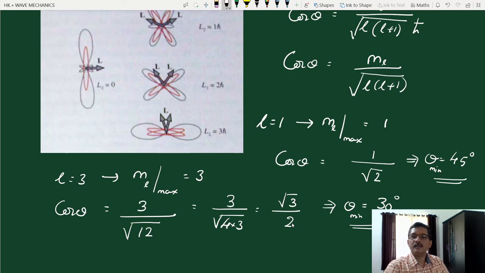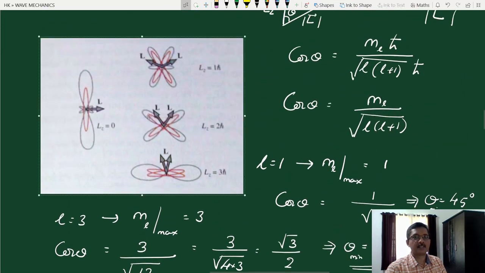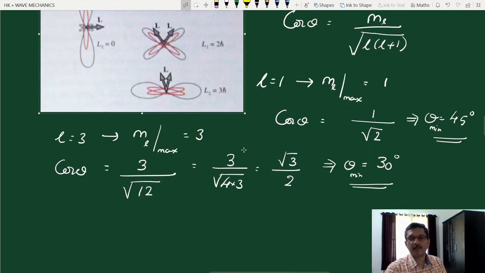So we can see that as for the L equal to 1 case, theta minimum is 45 degree, and the angle between the angular momentum vector and the z-axis is 45 degree. The minimum angle is 45 degree. Whereas when L is equal to 3, what is theta minimum? Theta minimum is 30 degree. You can see the illustration here. This is the L equal to 3 case, and theta minimum corresponds to the last figure on the right side, the bottom figure on the right side. Here the angle between the angular momentum vector and the z-axis, the minimum angle, is 30 degree.